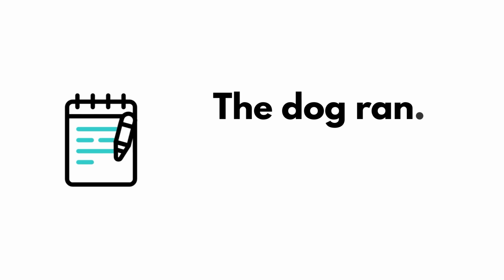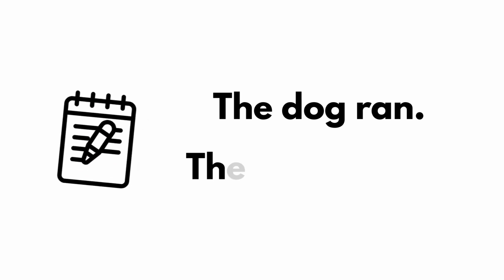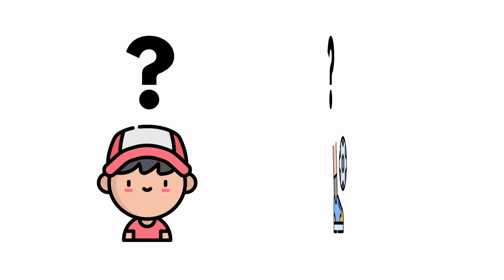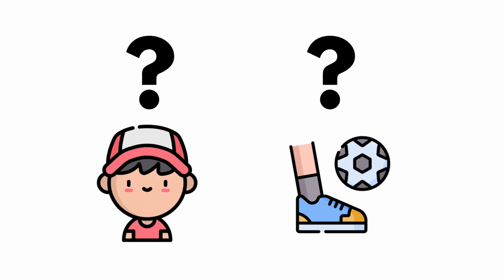Sometimes your sentences may sound too short or simple. For example, the dog ran or the boy played. These sentences really don't tell us much. Who is the boy? What did he play? To make your sentences sound longer and less boring and robotic, you can use 5 simple questions to stretch your sentences.